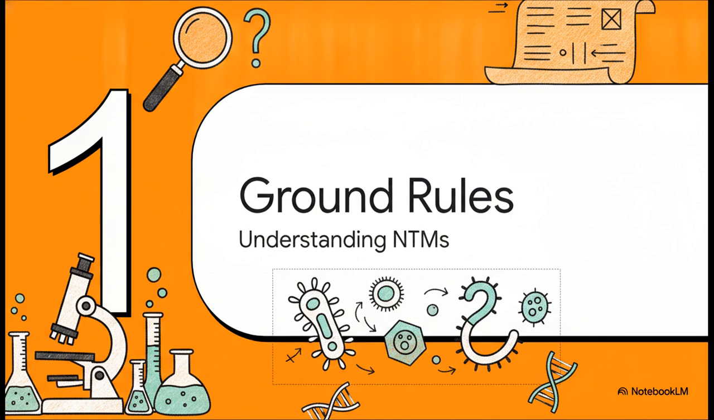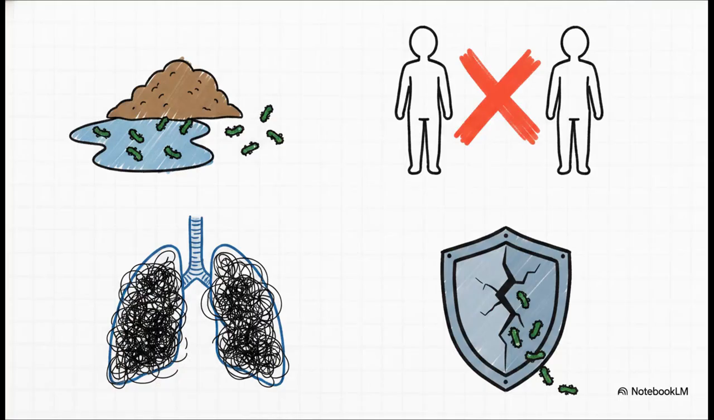Let's dive right in with Section 1, the ground rules of NTMs. Before we go memorizing specific diseases, we kind of need to strip away the mystery of what these organisms actually are. There are over 199 species of NTMs out there, and they are everywhere, completely ubiquitous in soil and water. But the absolute core board fact you have to remember is that unlike TB, there's almost no human-to-human transmission of NTMs. Think about your next hospital rotation. Unless you're dealing with a patient with cystic fibrosis, these bugs just don't spread from person to person.